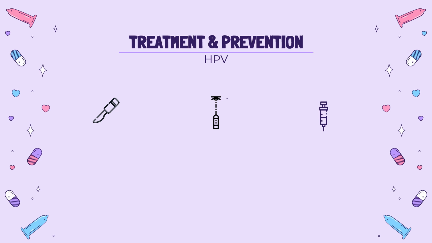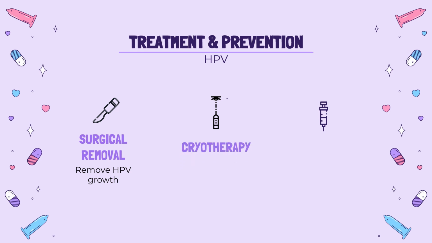The treatment and prevention of HPV. The first one is surgical removal. It is important to remove HPV growth. Next, cryotherapy. It is used to remove damaged or diseased tissue. And lastly, for prevention, vaccination.